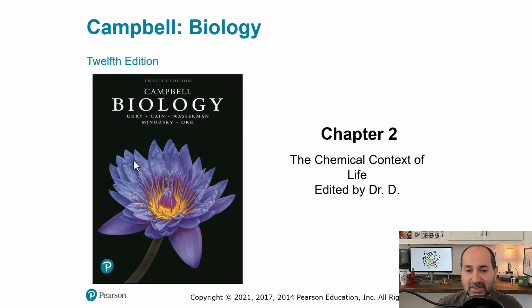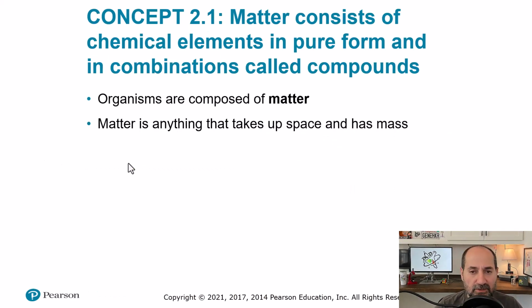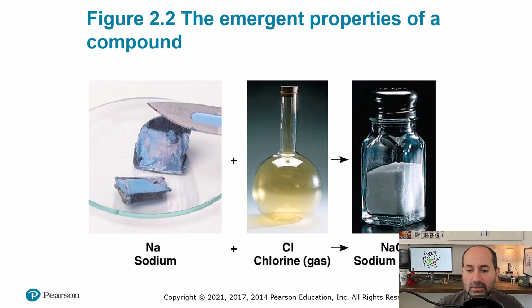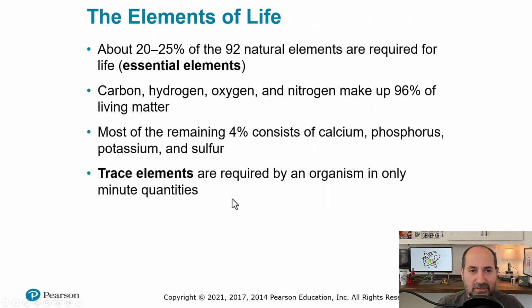Let's go ahead and start with chapter 2. This is chemistry, a review of chemistry. Obviously, know what matter means, what is an element, what is a compound. You should know that compounds have different properties than the composite elements that make them up. So sodium chloride, for instance, is a compound, and it has completely different properties than the chlorine and the sodium that make it up. And that is an emergent property. The compounds have those types of emergent properties.